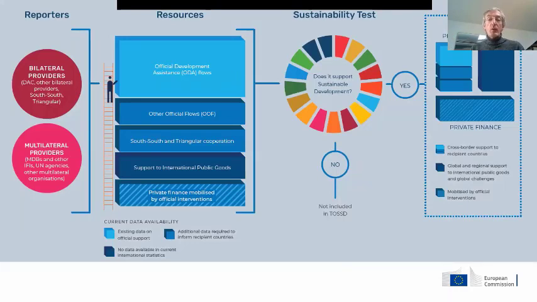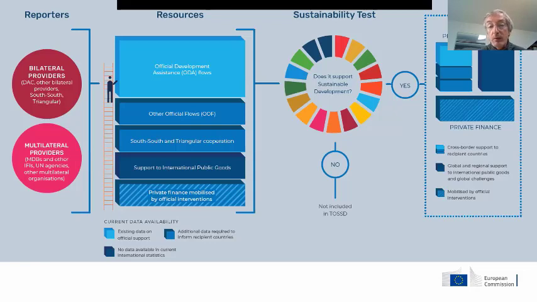And here is the slide which essentially explains the whole TOSSD concept in one go. What you see on the left are the types of reporters for TOSSD. First, bilateral reporters, by which we mean countries, which are the DAC countries, those which report ODA, but also all the other bilateral providers which currently do not report what they're doing, meaning essentially the Southern Cooperation providers, whether we're talking of South-South Cooperation or Triangular Cooperation.